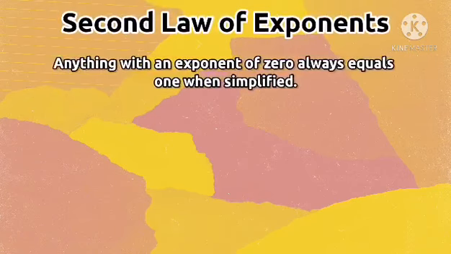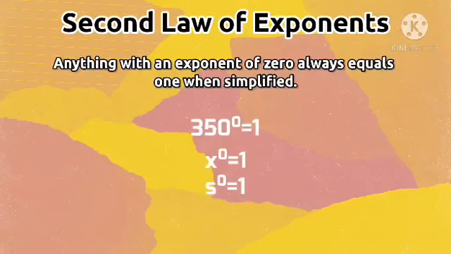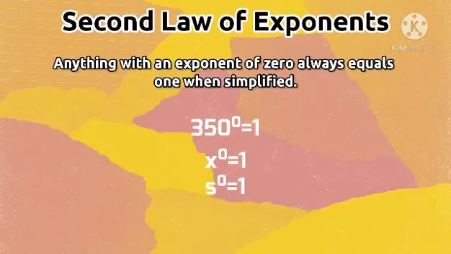The second law of exponents states that anything with an exponent of 0 always equals 1 when simplified. 350 with a power of 0 becomes 1 due to this law. Even variables such as x with the power of 0 and s with the power of 0 are affected by this law.